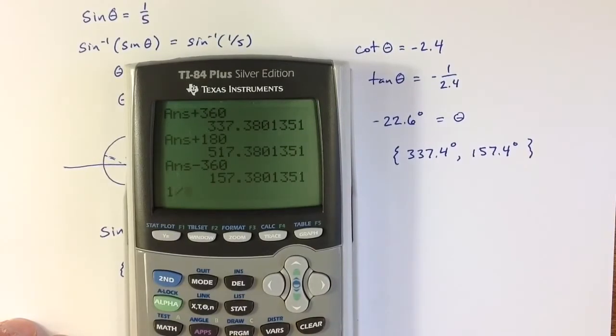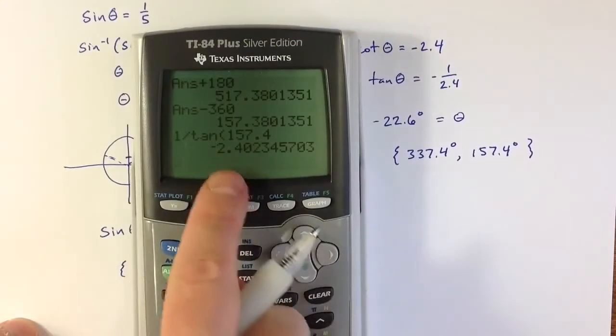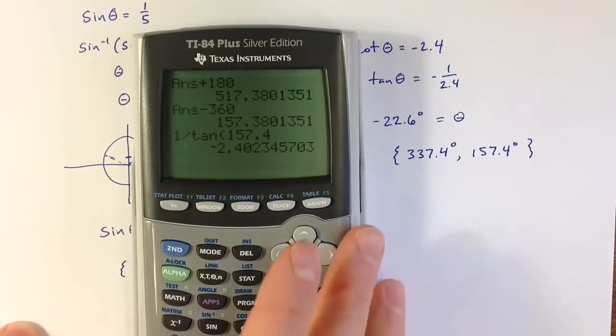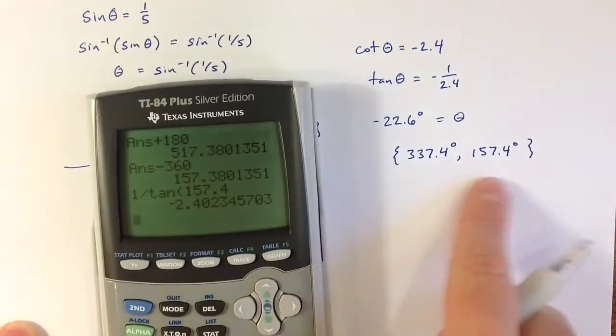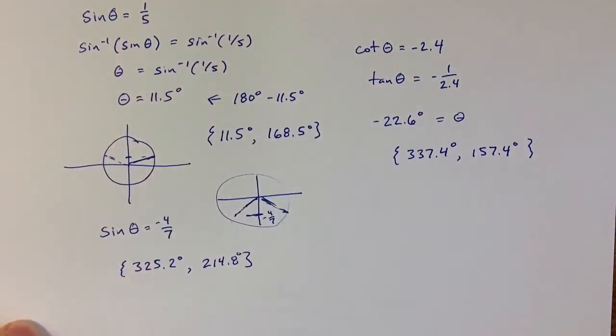And we could check these in a way similar to what we just did with sine. Because we're dealing with cotangent, I could take 1 divided by tangent of 157.4, for example. And we can see that, apart from some rounding error, that's roughly -2.4. So I can feel good about those solutions by checking.